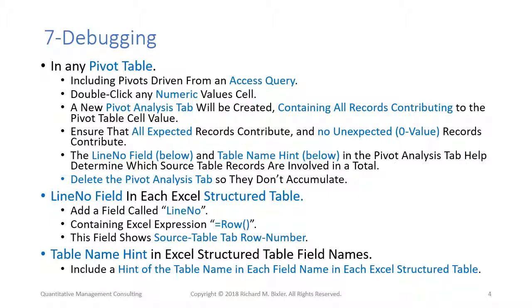Since all records contributing are shown, it's useful to know exactly which records are chosen from each table, which may contain many more records, to see how records explode. You can put a field into each table called line number, populated by an expression equals row left paren right paren, to include each table line number field in the select. This is yet another reason to use select star, so that source table rows can be identified. Don't accumulate a lot of these tabs. Police them and delete them when they're not needed.